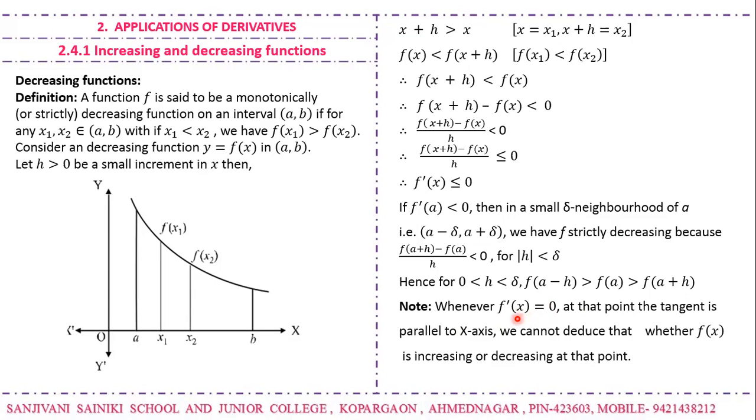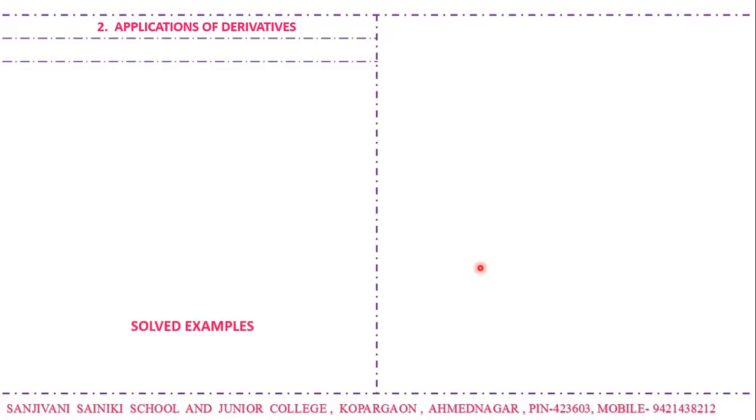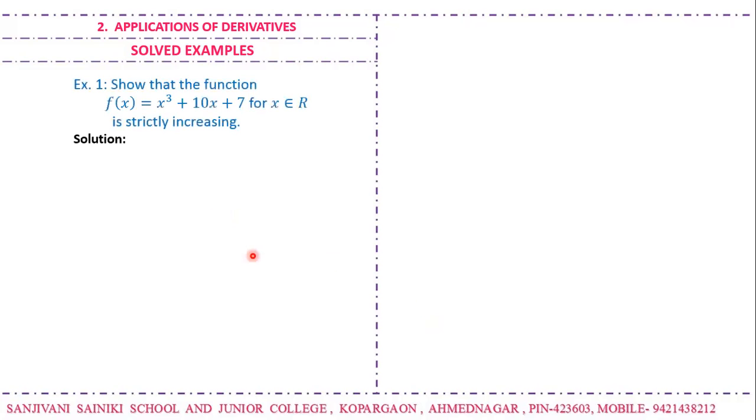When the derivative becomes 0, the tangent is parallel to the x-axis. So at that point the tangent will be parallel to our x-axis, and we cannot say the function is increasing or decreasing. So at that point the function is neither increasing nor decreasing. We can't say anything. Let us see some solved examples based on increasing and decreasing functions.